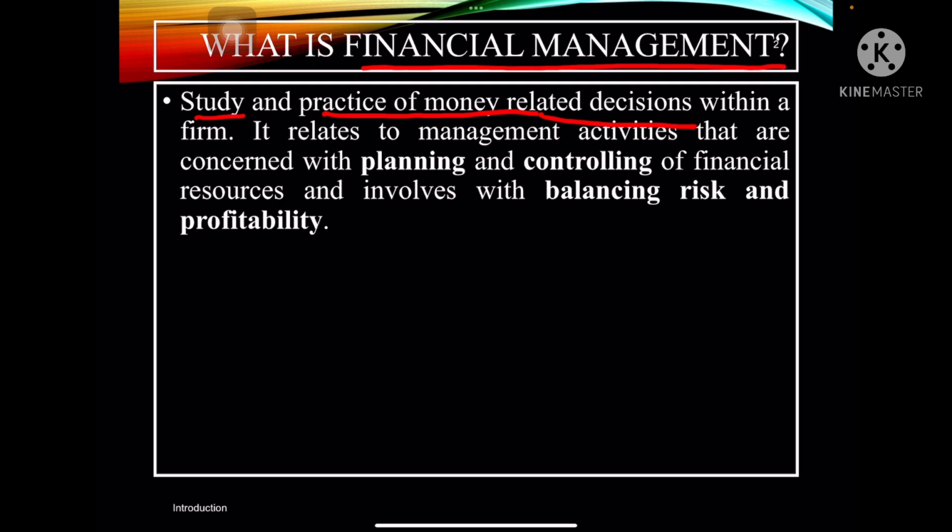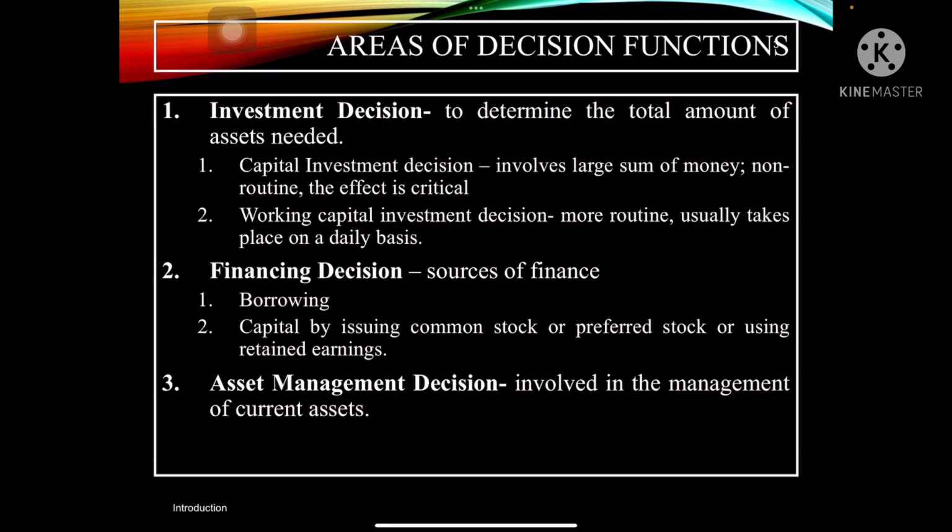Alright, how we should manage our finances is that we manage activities concerned with planning, and then we have to control our financial resources, and make sure that the risk and the profitability are balanced. So in order to manage our finances, we have to plan properly, control, and also analyze. These are the decision functions that we have to understand.